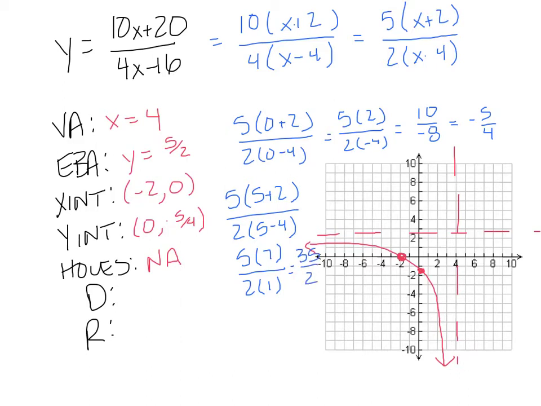So that's going to work out to be a big number, bigger than my graph. However, that at least lets me see that my branch is going to be up here in that first quadrant area. Now we can do our domain and range, and again, with no holes, this is relatively simple.